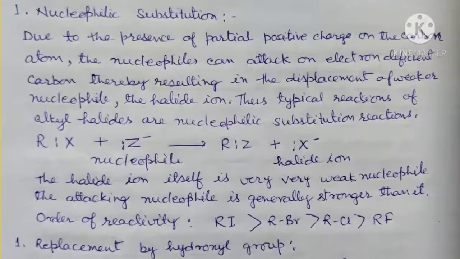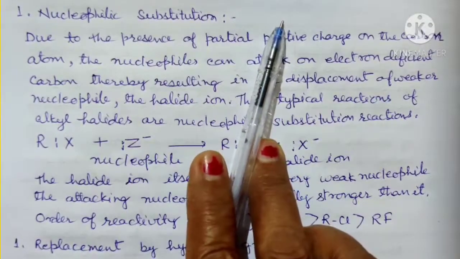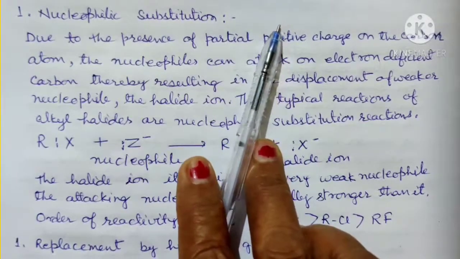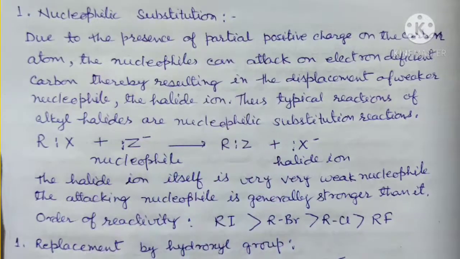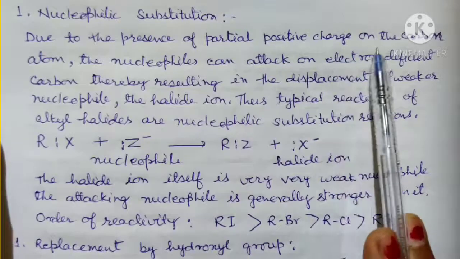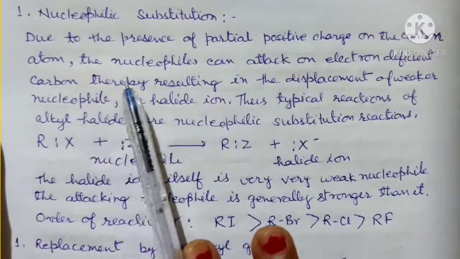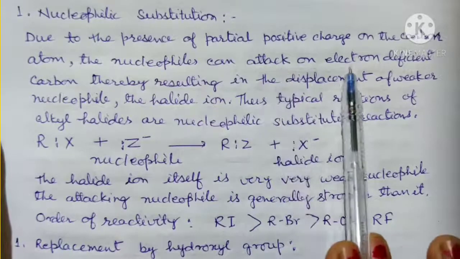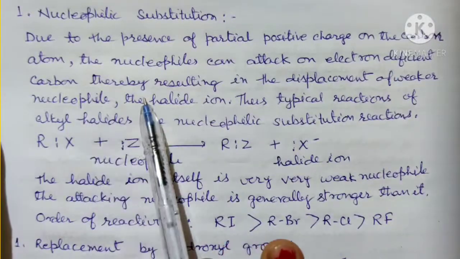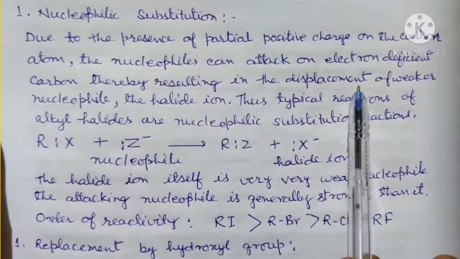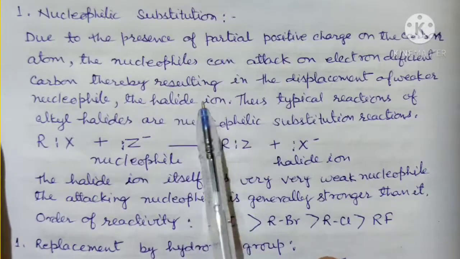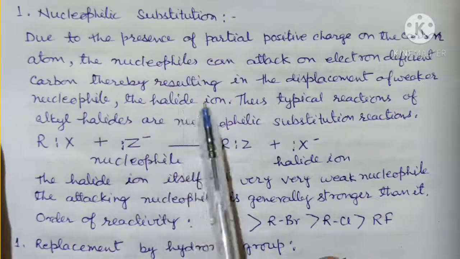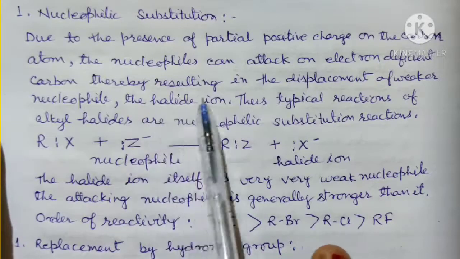First we will study the nucleophilic substitution reaction. As you already know, nucleophiles are negatively charged species, or those which have a lone pair of electrons. Due to the partial positive charge on the carbon atom, the nucleophiles can attack the electron deficient carbon atom, thereby resulting in the displacement of a weaker nucleophile. The halide ion is a weaker nucleophile, and it will be replaced by the stronger nucleophile.